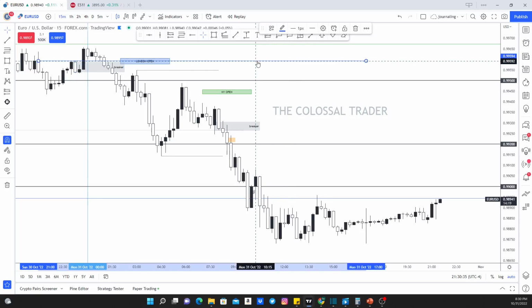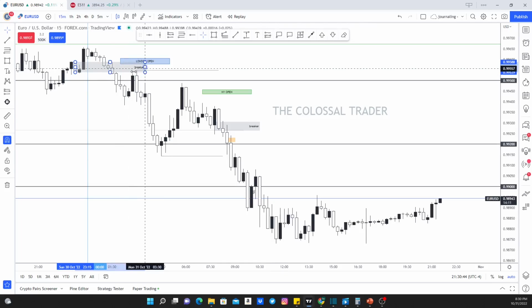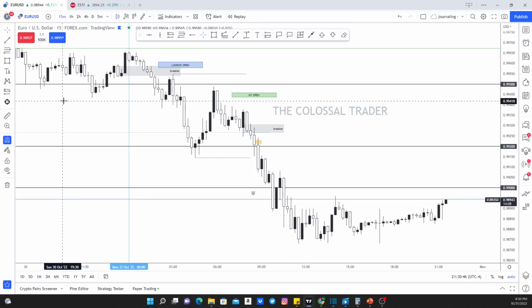And I'll just delete this level. This level is not important right now. So this was a breaker. Why was that level a breaker?